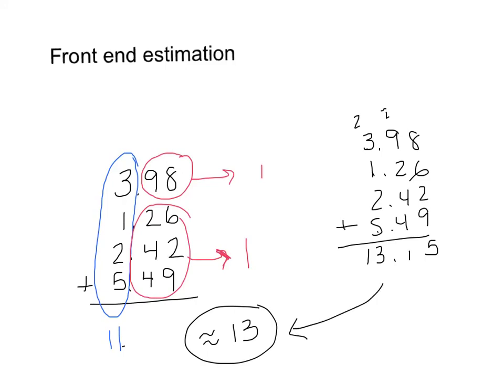I would say so. So basically this is a form of estimation called front-end estimation, as opposed to just looking at these and rounding this up to 4, rounding this down to 1, rounding this to 2, rounding this to 5. It's a little bit more accurate because it adds down the front, and then it also takes into account the numbers that follow. So anyway, hopefully this has been a helpful review for you of adding and subtracting decimals.